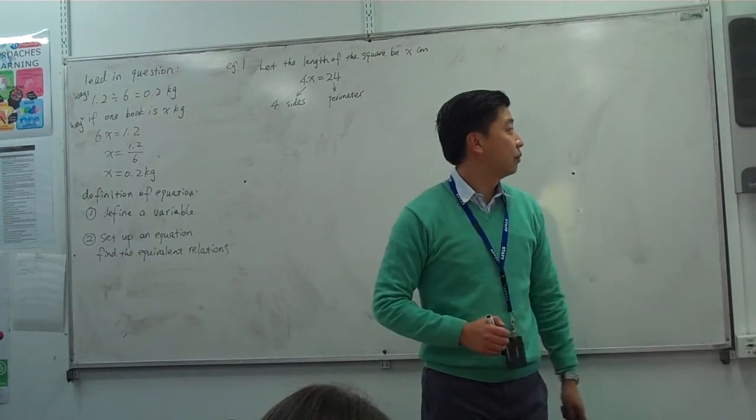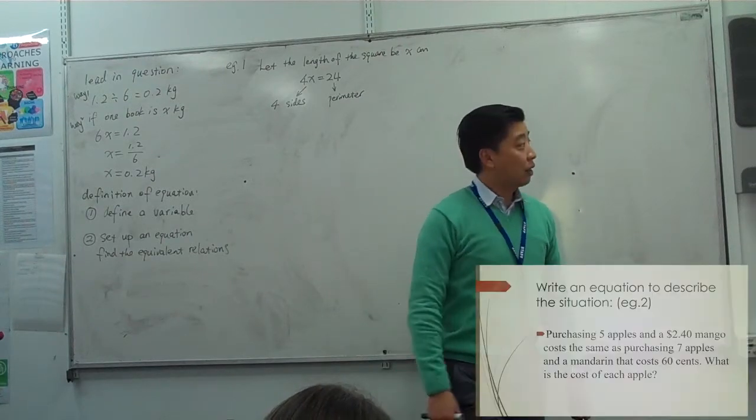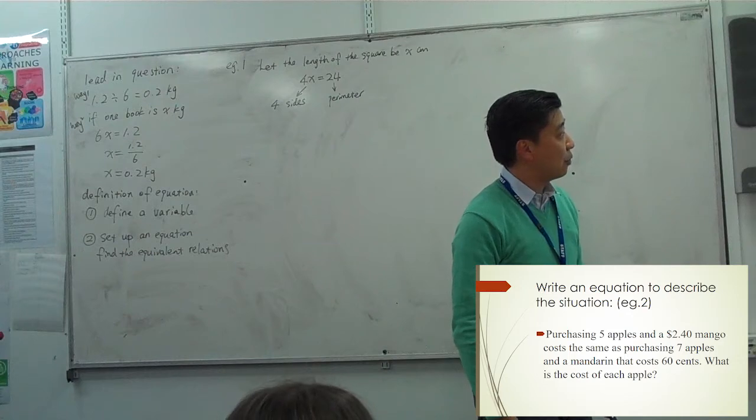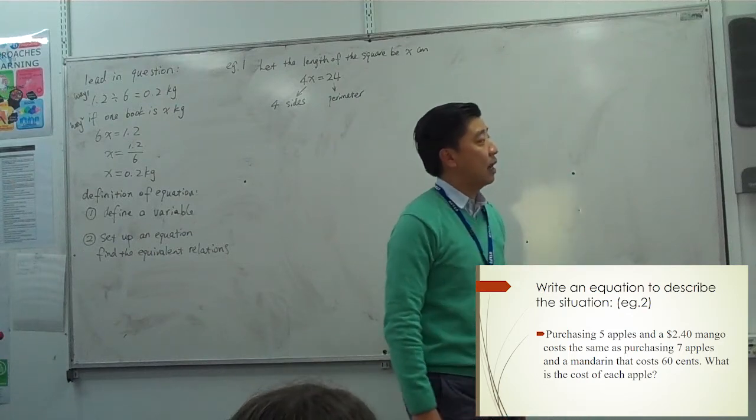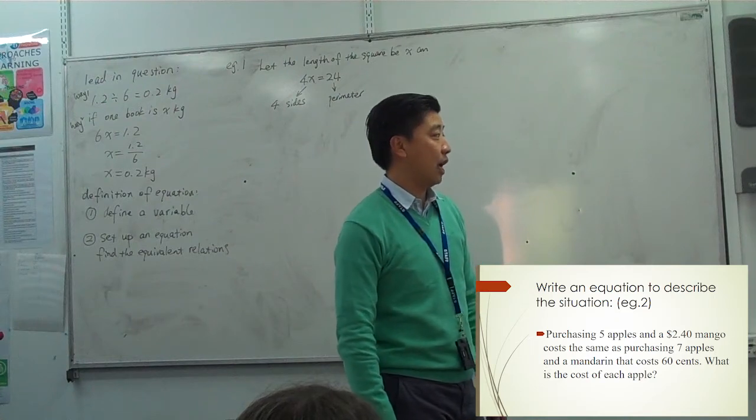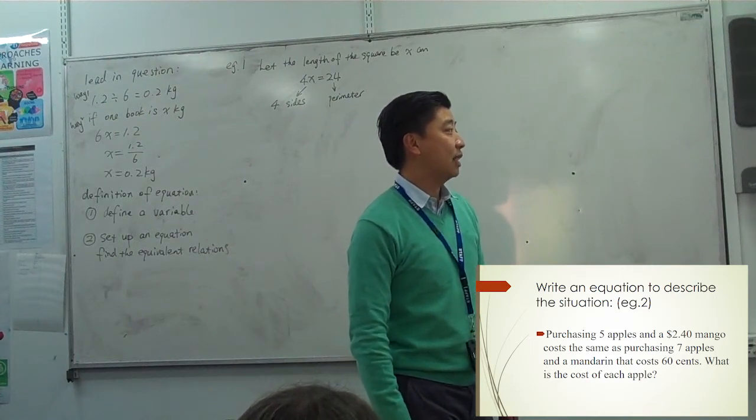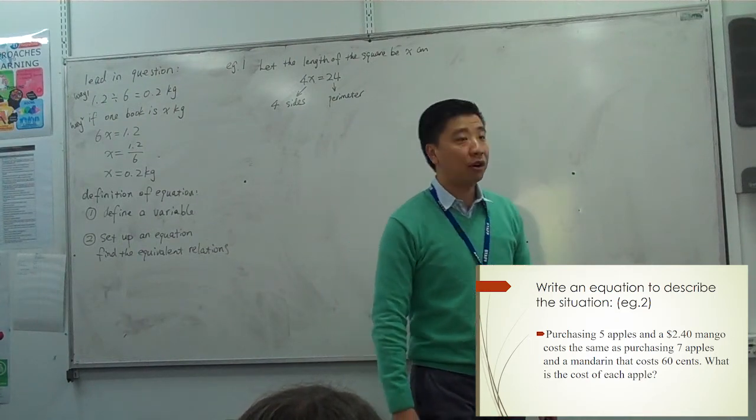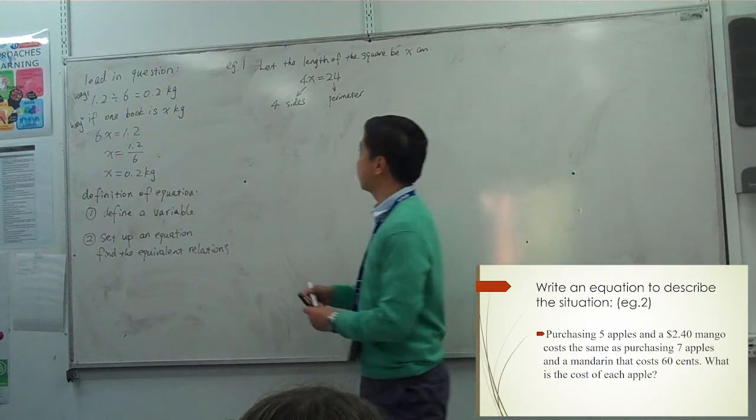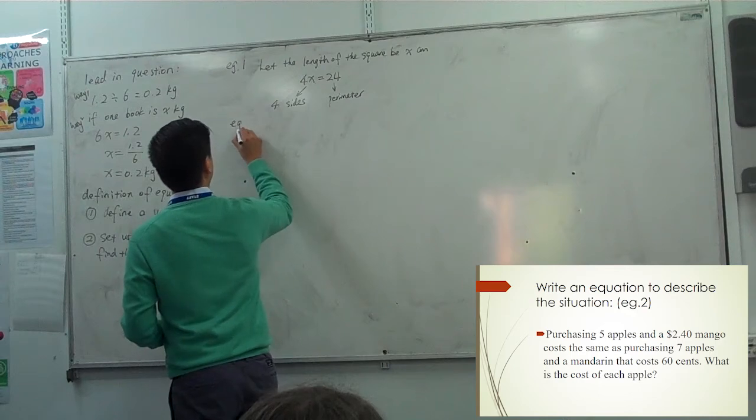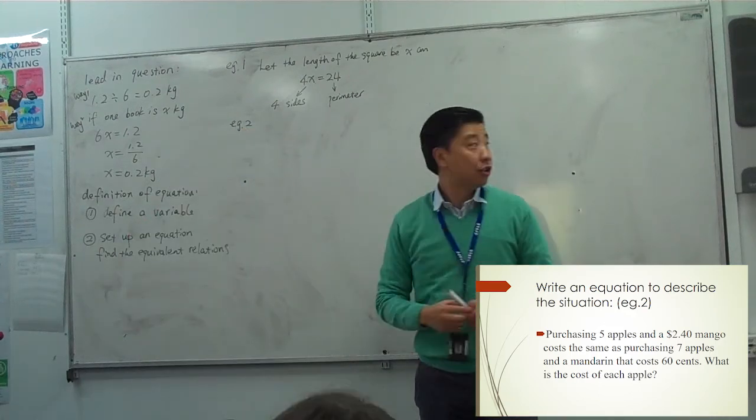Next one. Let's have a look at this one. Purchasing 5 apples and a $2.4 mango costs the same as purchasing 7 apples and a mandarin that costs 60 cents. What is the cost of each apple? Alright, follow all the steps. Okay, so example 2.